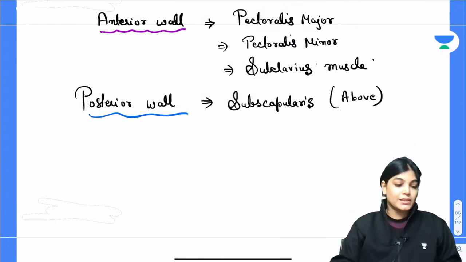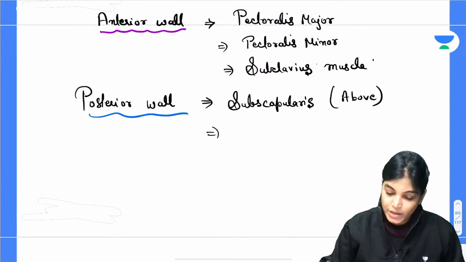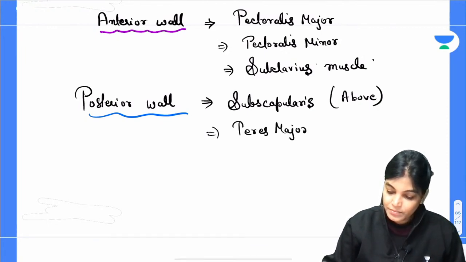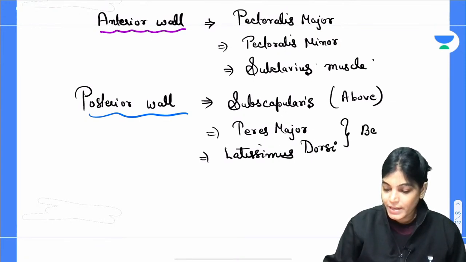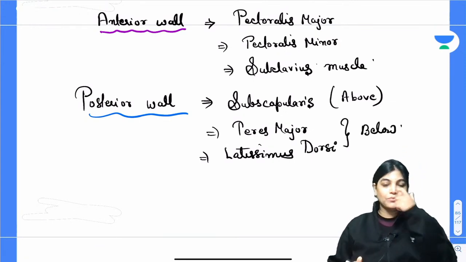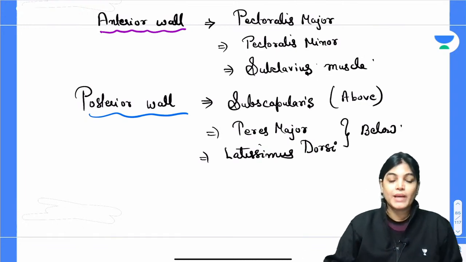One is teres major and the other is latissimus dorsi. So lower down we have got teres major muscle and latissimus dorsi muscle. These two muscles are lying below and forming the lower part of the posterior wall of the axilla.